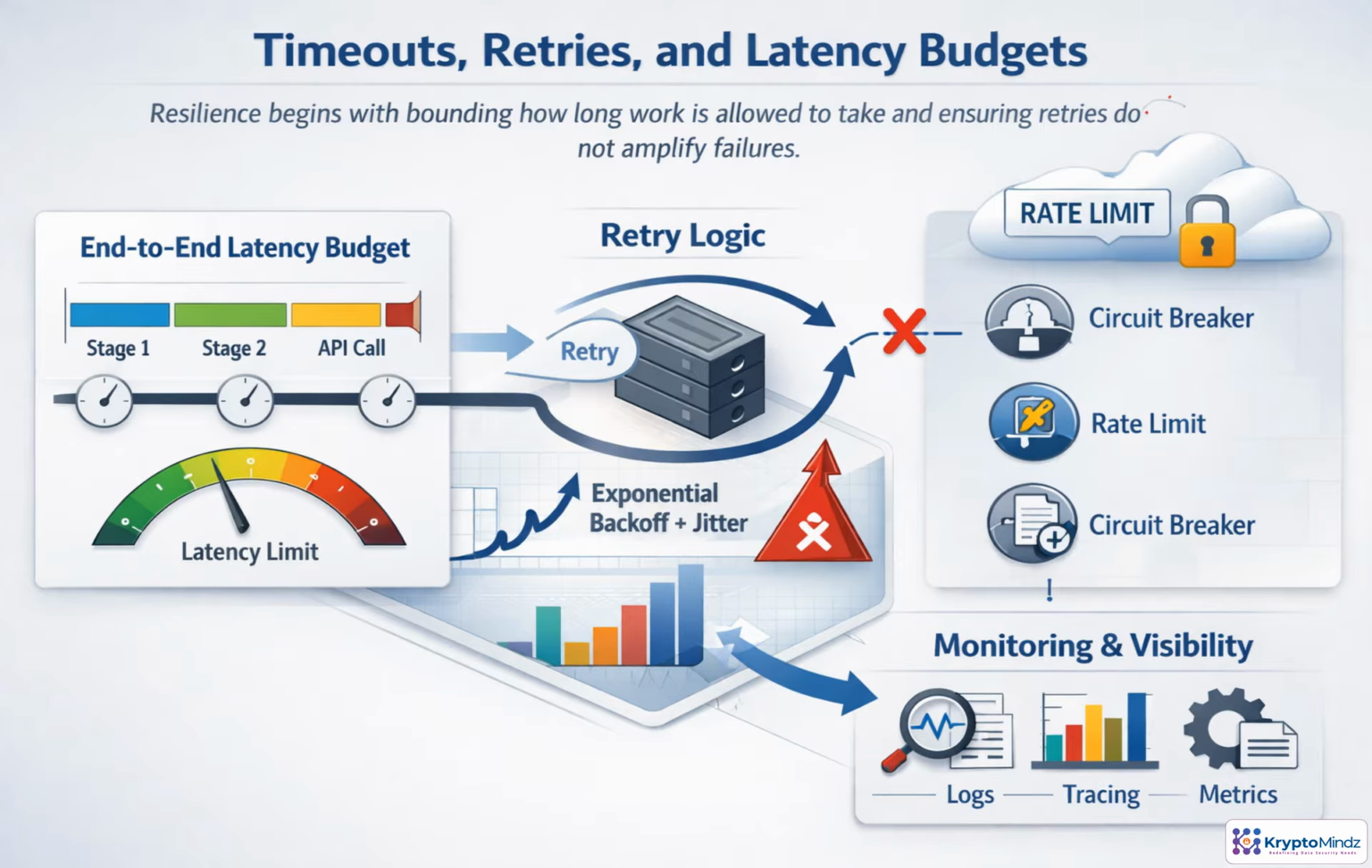Put a clock on the whole request. If the user-facing limit is 2 seconds, divide that budget deliberately across authentication, validation, database work, external calls, serialization, and a safety buffer. Each downstream call needs its own timeout, so one slow dependency cannot consume the entire request. Retries help only when the operation is safe and the failure is likely transient. Keep attempts limited, use exponential backoff with jitter, and stop when rate limits, circuit breakers, or cancellations say stop. Finally, make every timeout and retry visible in logs, traces, and metrics.